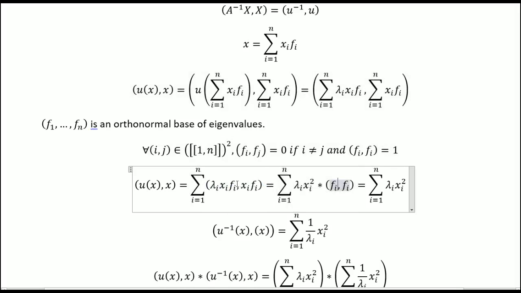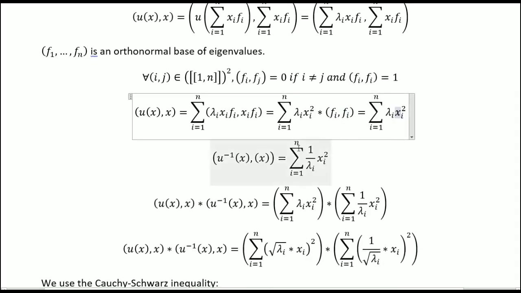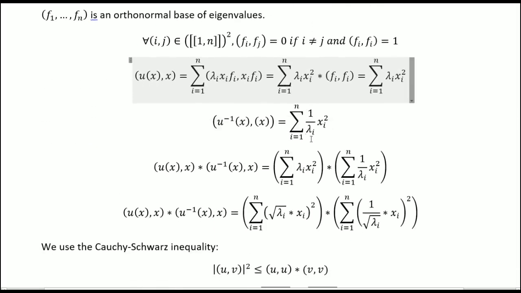Then you can factorize by lambda i xi and then xi here by bilinearity of the scalar product. So you get this, and actually this is equal to 1. So you get this. We do the same with the inverse application. Since it's an inverse application, we can just do the same thing, but instead of having lambda i, we have 1 over lambda i, because the inverse application is just the same thing with the inverse eigenvalues. So we get the same thing here.